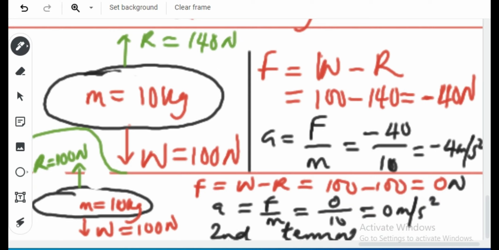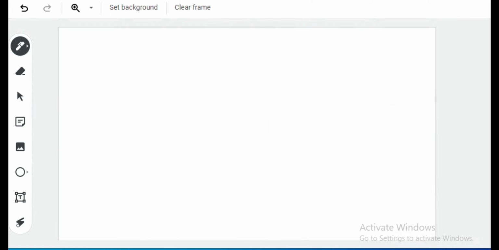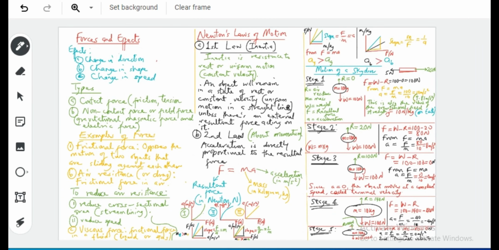That's for the last stage. Now with this terminal velocity, it can't change again. You have to drop with that. It will just drop down with that second terminal velocity. That's how the skydiver will fall. These are the stages.